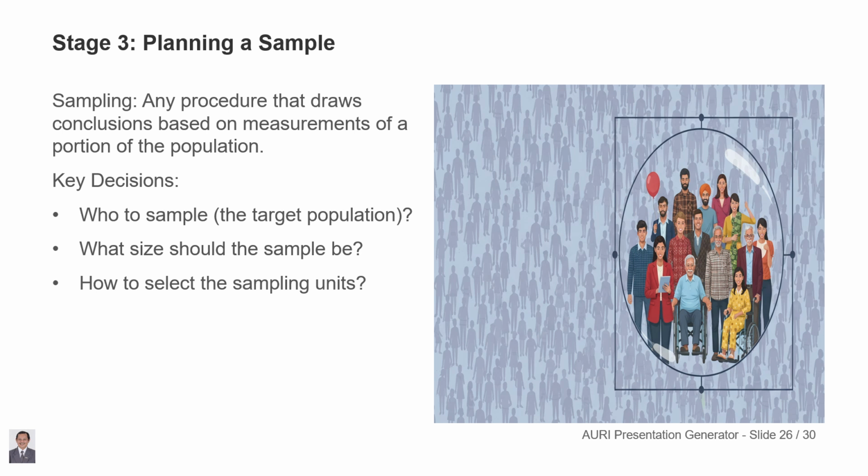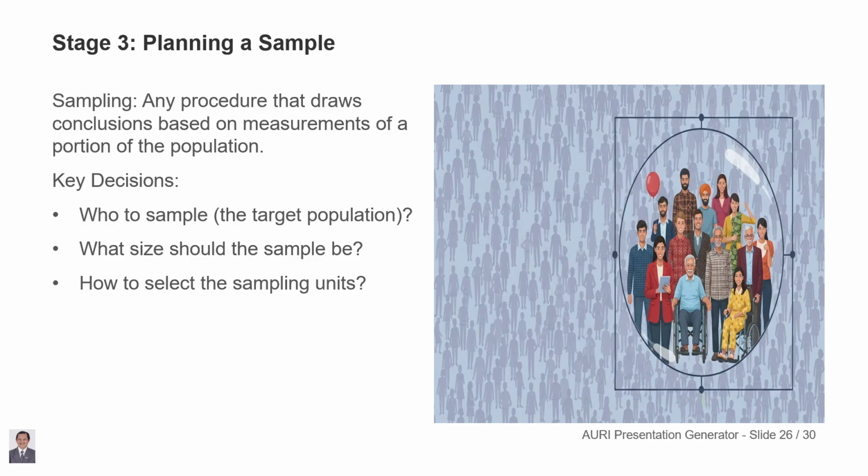Moving to the third important stage of our business research process, our focus now turns to sampling. Since it's usually impractical to collect data from every member of an entire population, we strategically select a carefully chosen subset, called a sample. Sampling is the systematic process of drawing valid conclusions and making reliable inferences about an entire population. This is based on measurements and observations from that selected portion.